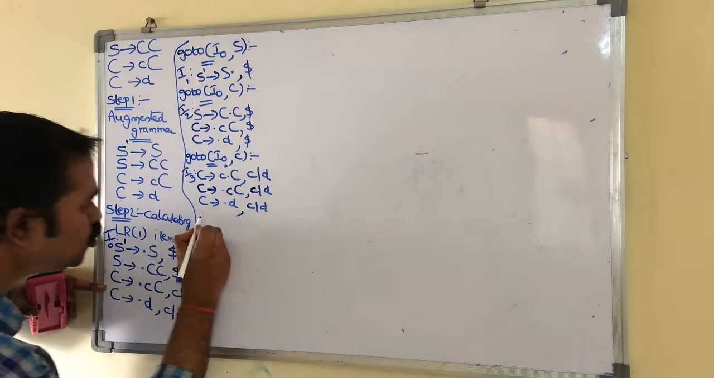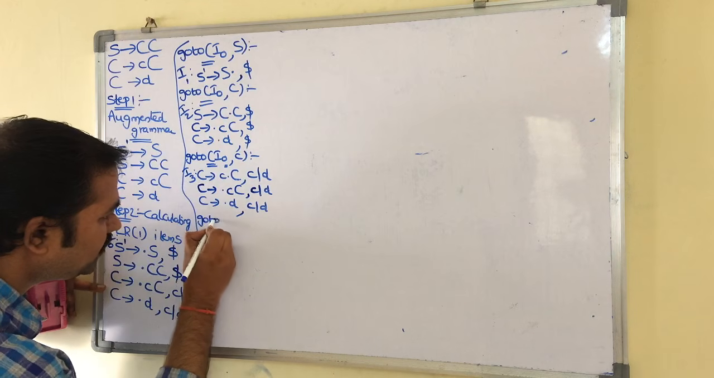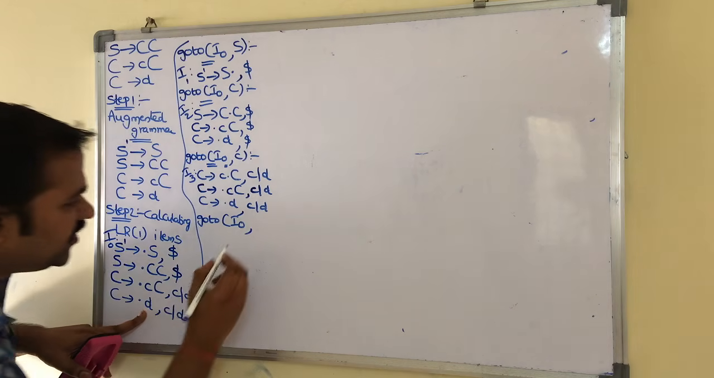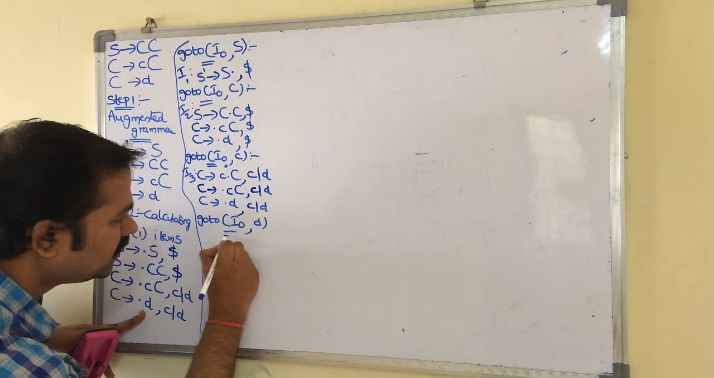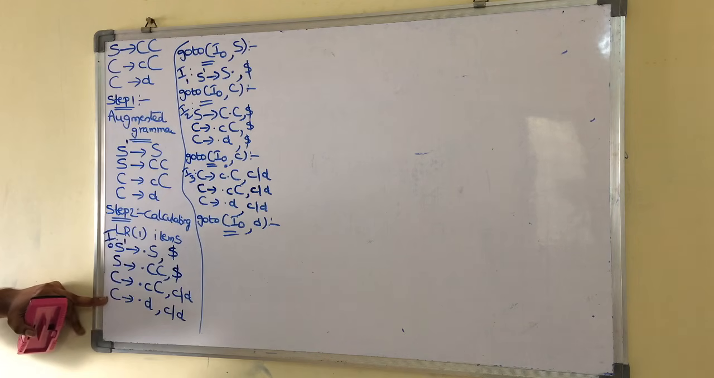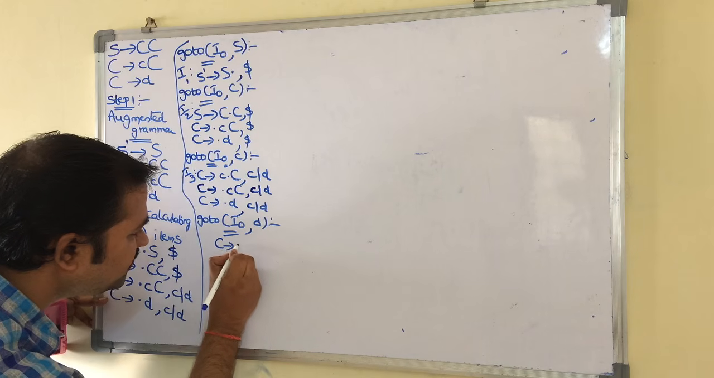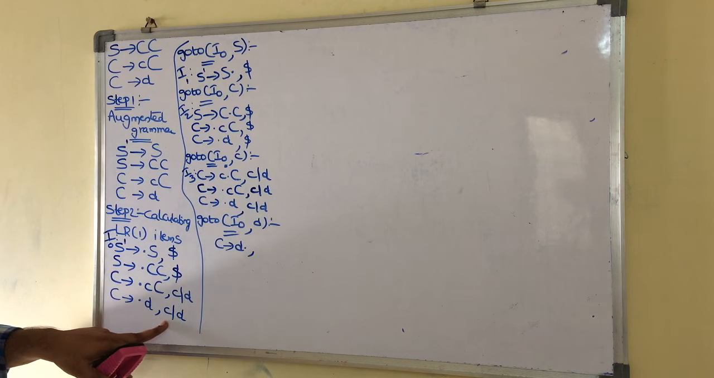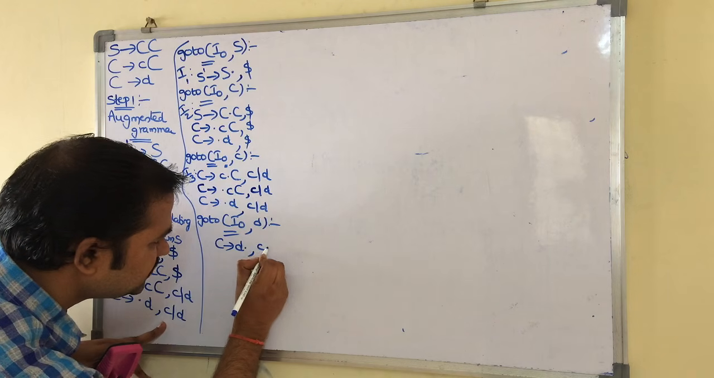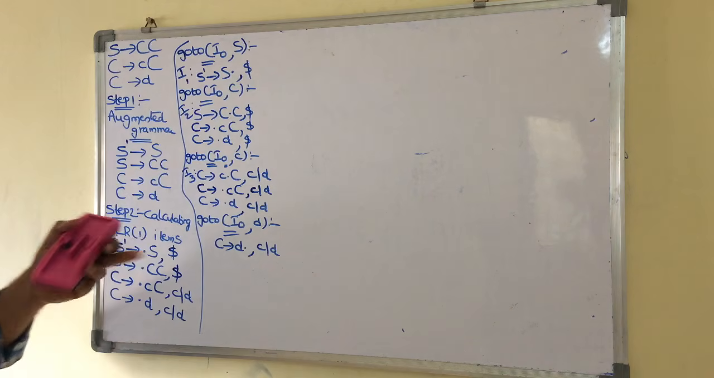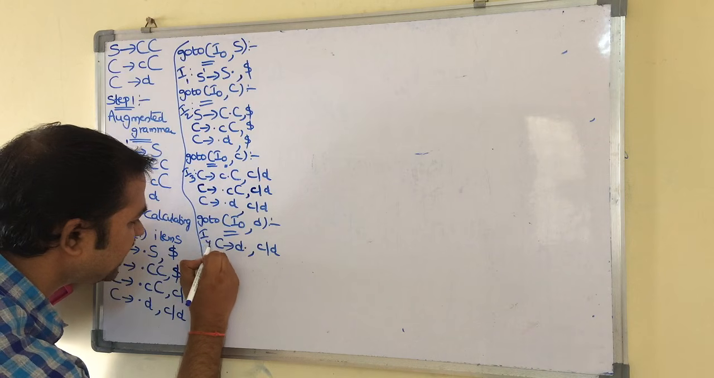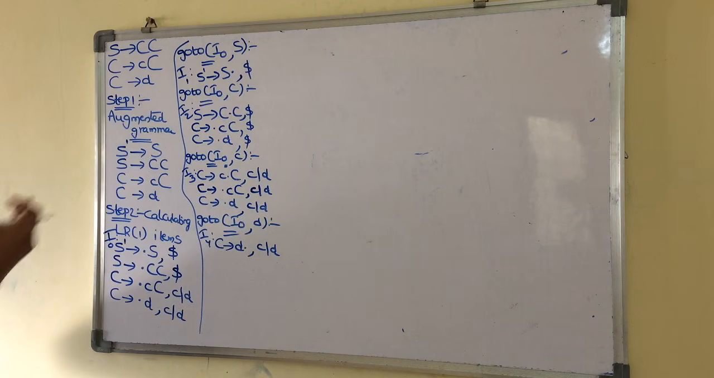So next one, goto of I0 comma. What is the input that we can apply? After dot here we have small d. So whenever we apply goto, what will happen? Dot will be shifted one position to the right. C produces d dot comma. We need to write the look ahead part as it is, so small c or d. So goto of I0 comma d is also over. Let us consider this state as I4. So all the inputs are applied on I0.